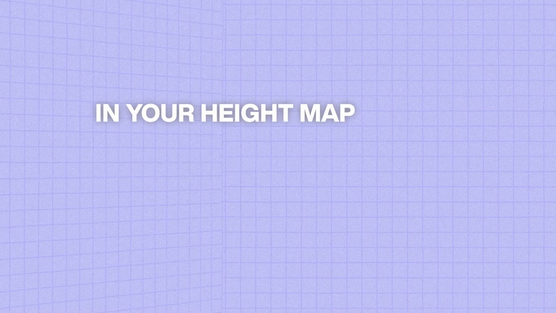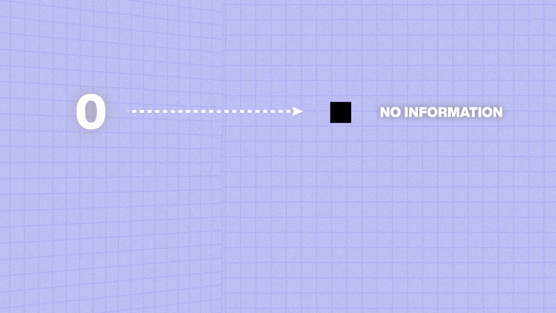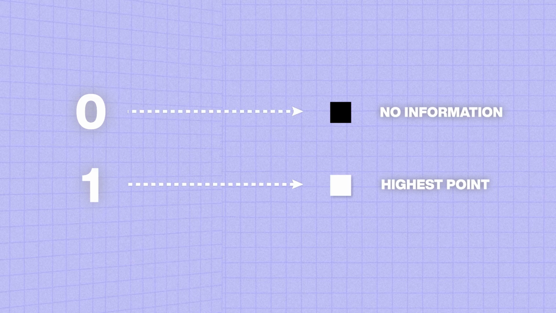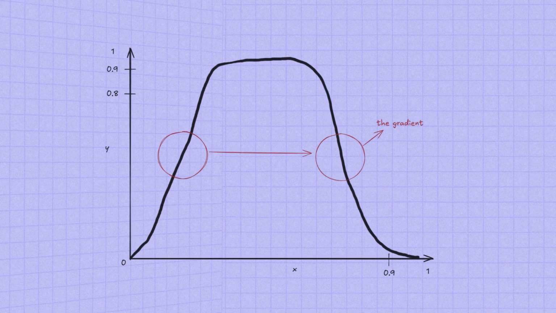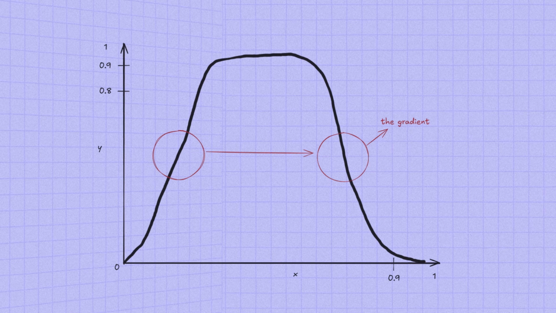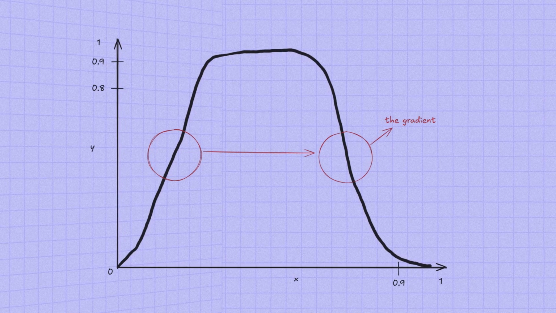Now, in your height map, every single pixel will have a value. If the value is 0, then the pixel is going to be black. That means that there's no height information at all, there's nothing. But if the pixel is white, then the value is 1, and that means that you are at the highest point of your height map. When you want to create a gradient in Substance Designer, you make a set of pixels that have different values between each other, making kind of like a curve that gives us that smooth edge that we see.